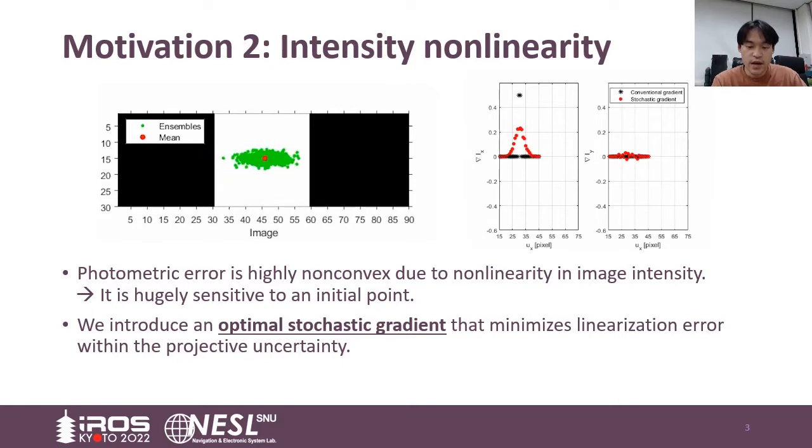In this black and white toy example, the conventional gradient only at the mean represents 0 or plus minus 1 gradient. However, if we have knowledge about projection uncertainty, for instance these green ensembles, we can answer more reasonably about the image gradient. This leads to higher robustness to bad initialization.